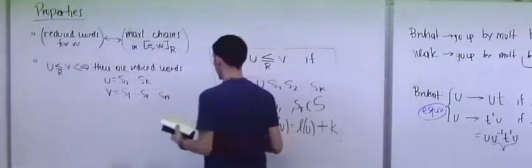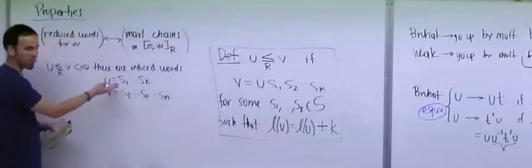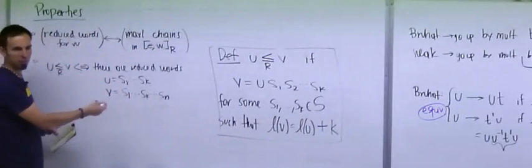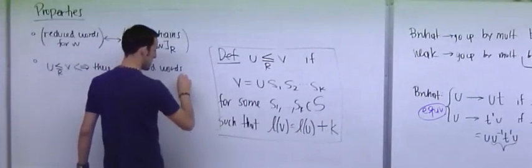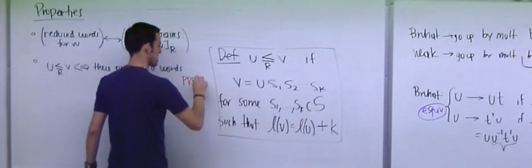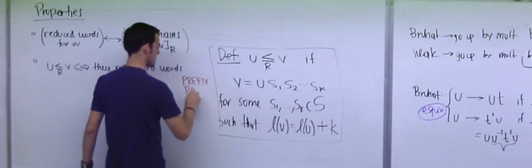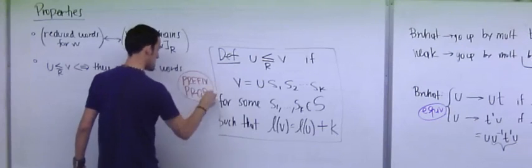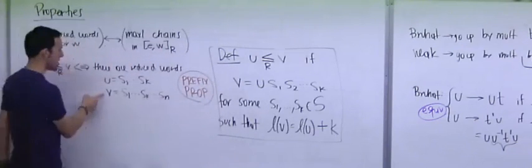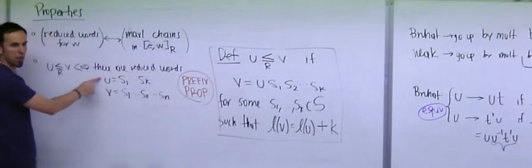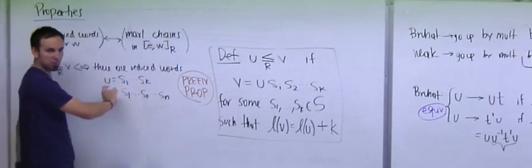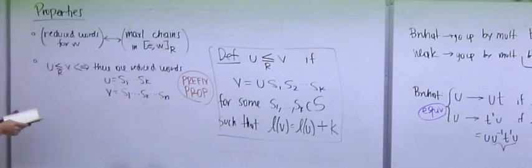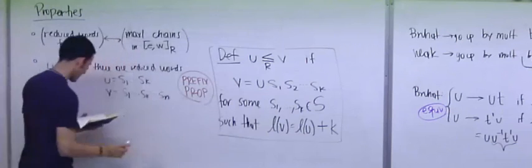But you realize that this is exactly the analog of the subword property, which in this case is called the prefix property. Okay. So u is less than or equal to v if and only if I can think of a reduced word for u as a prefix of a reduced word for v. Okay.